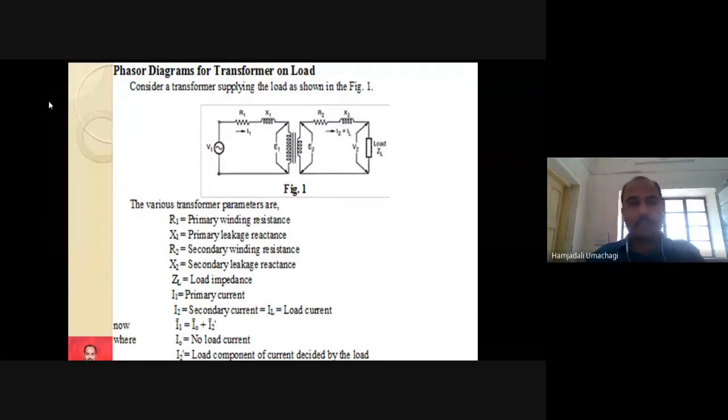Okay. So this is practical transformer. If you take your ideal transformer, both primary winding as well as secondary winding are purely inductive in nature. There will be no resistance part. But now here we are dealing with practical transformer, the phasor diagram for practical transformer on load condition. Some load is connected on the secondary side, then how the transformer is going to behave, that we are going to see with the help of the phasor diagram. Wait for some time.